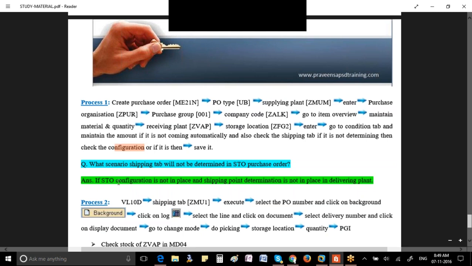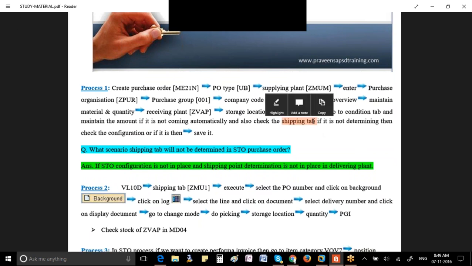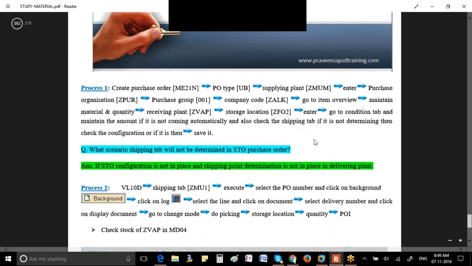Why? Because this is also an important interview question. In what scenario will the shipping tab not be determined in an STO purchase order? In an STO purchase order, the shipping tab will not be determined in some cases. So in what cases will it not be determined? Two reasons. One reason might be that your STO configuration is not in place. Or second, the shipping point determination is not in place. Either because of the shipping point determination or the STO configuration not being in place, that's the reason the shipping tab is not determined. This should be determined for you to go ahead. So check whether the shipping tab has been determined or not.